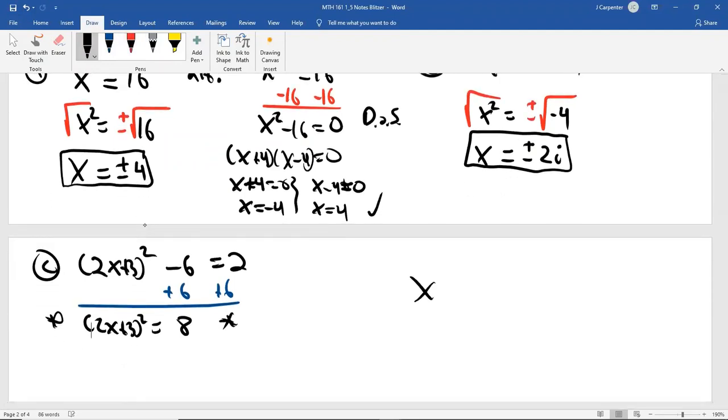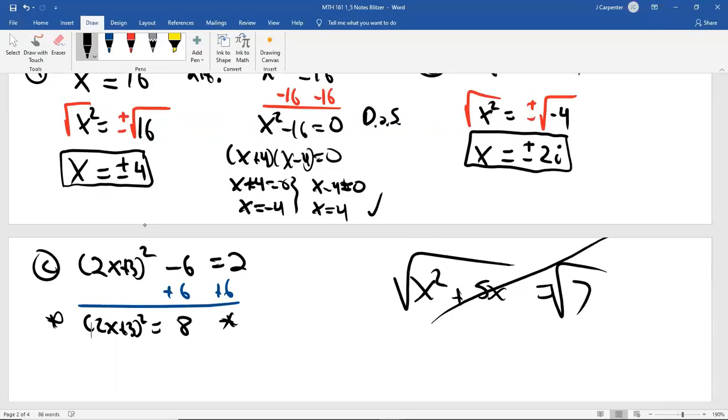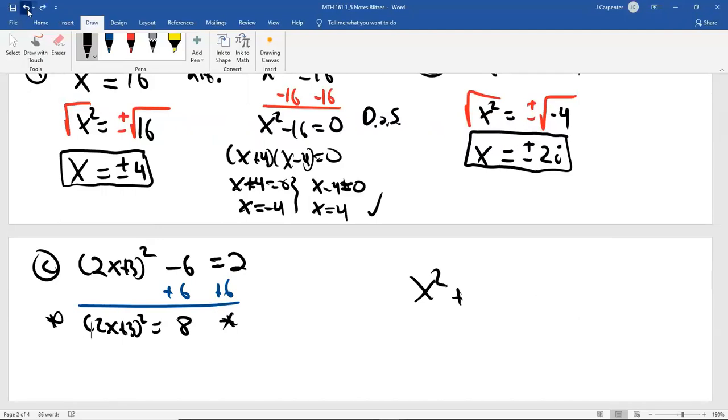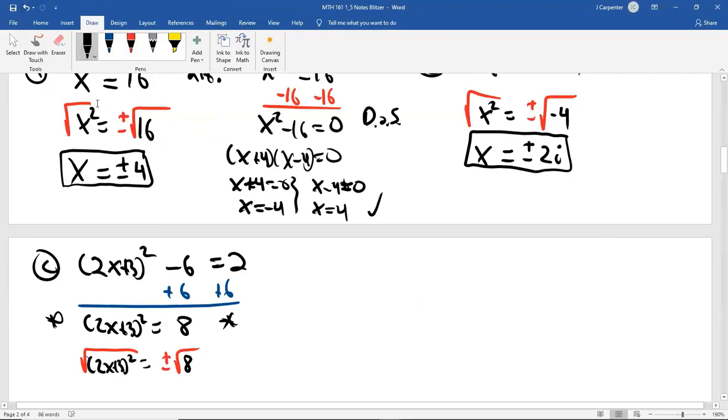You can't do it if it's something like x squared plus 5x equals 7. You can't just take a square root like that. It has to be just something squared equal to something else, just a number in particular. All right, so we take our plus or minus square root, not just a square root, plus or minus square root. Leave the parentheses, 2x plus 3 squared equals plus or minus square root 8.